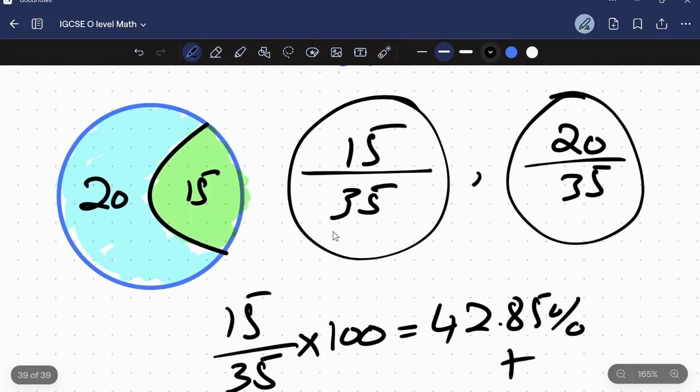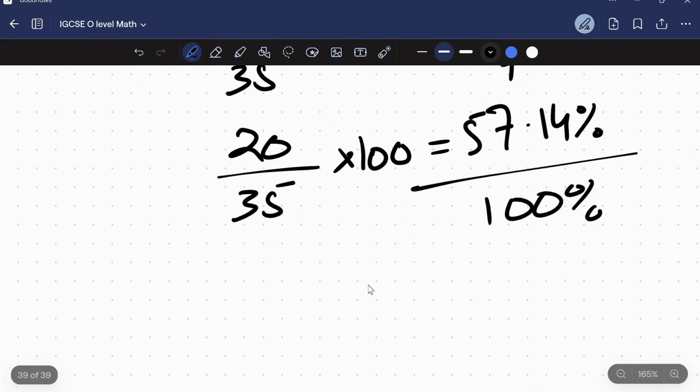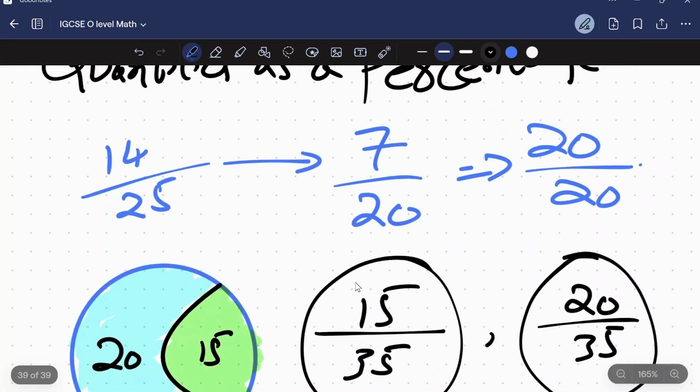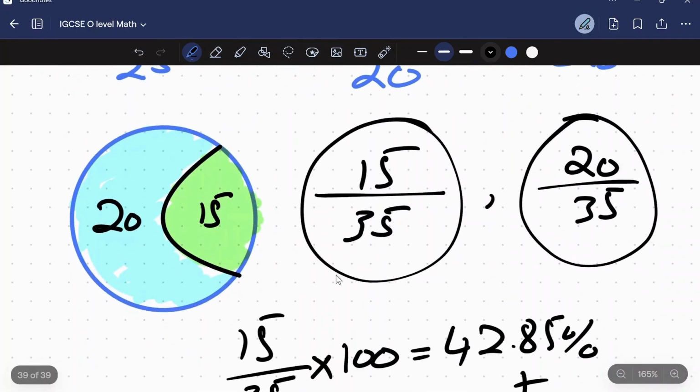So that's how we represent quantities as percentages. It is a two-step thing. First you need to understand the case, how to form a fraction, and then once you have the fraction, just multiply it by 100 to get the percentage.